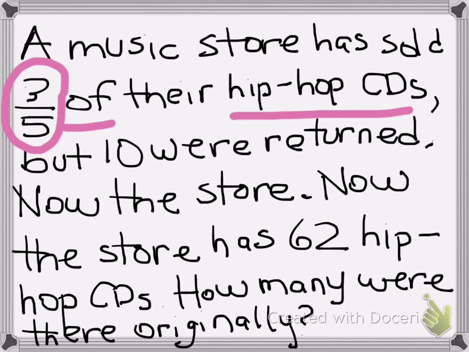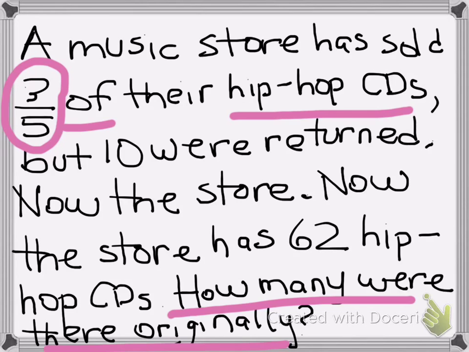So if you keep reading, it's asking at the end how many were there originally. So how many CDs? So CDs is what we don't know, or the hip-hop CDs is what we don't know. So we usually put that as a variable. So far, in the first part of the sentence, I have 3/5 times, let's say, H for hip-hop CDs.